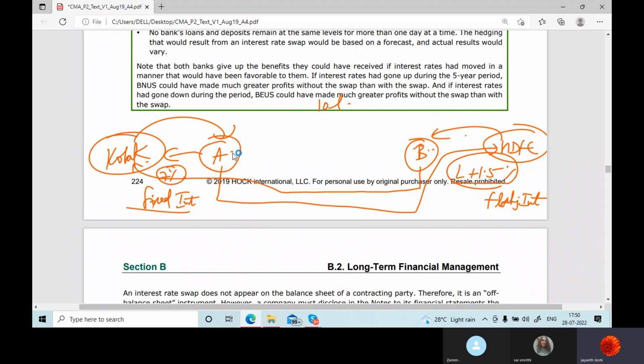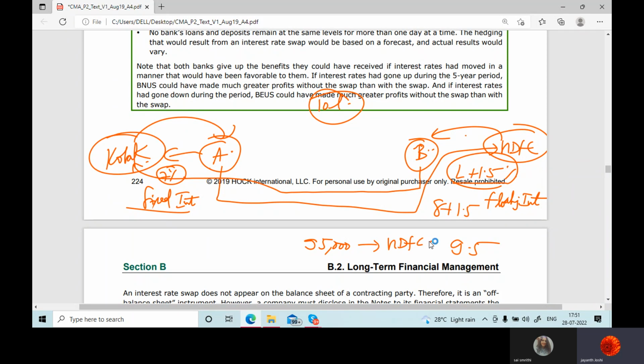Let's say how the payments are going to get exchanged. So 10 lakhs. Previously B was paying how much? Let's say the LIBOR is 8% and it's 1.5, so 9.5 B was paying. Now that payment will be made by whom? Please tell me. A. Do you agree? Yes. So A will be paying 95,000 to HDFC. Any doubts? Please tell me.